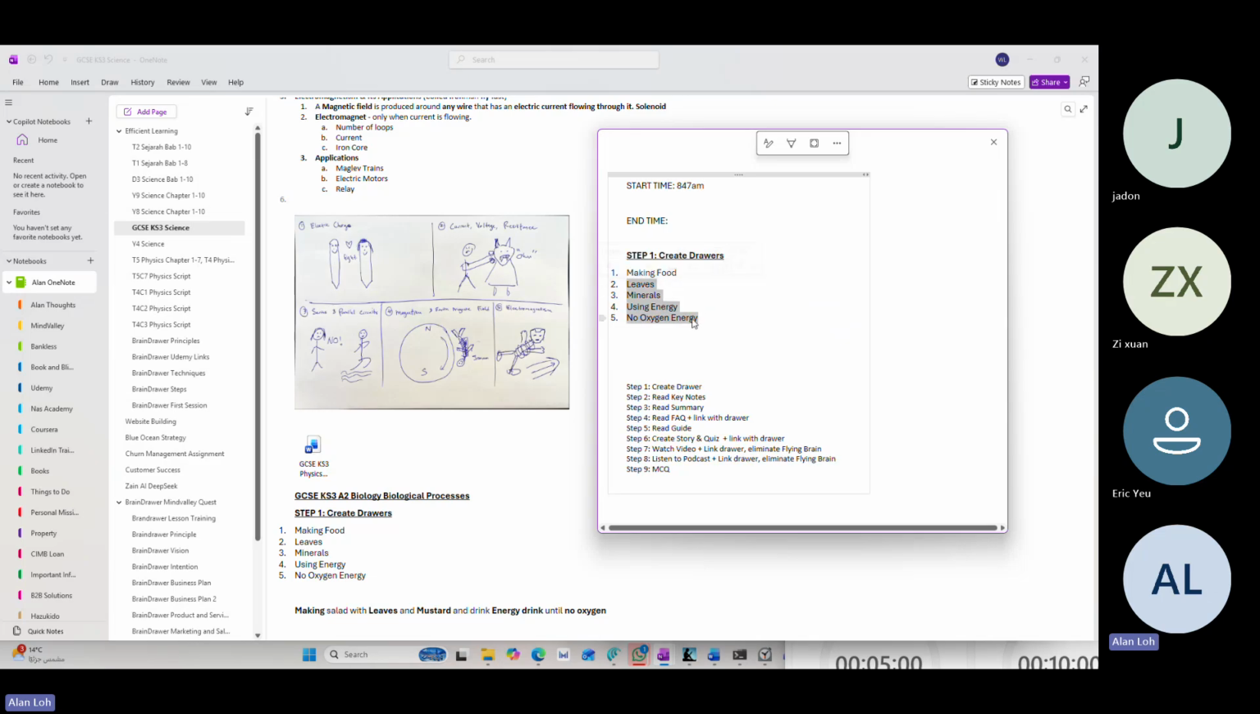So I've created 5 drawers, right? It's similar to our last chapter, electricity. We had 5 drawers, and today we also have 5 drawers. The names of these 5 drawers are: making food, leaves, minerals, using energy, no oxygen energy.